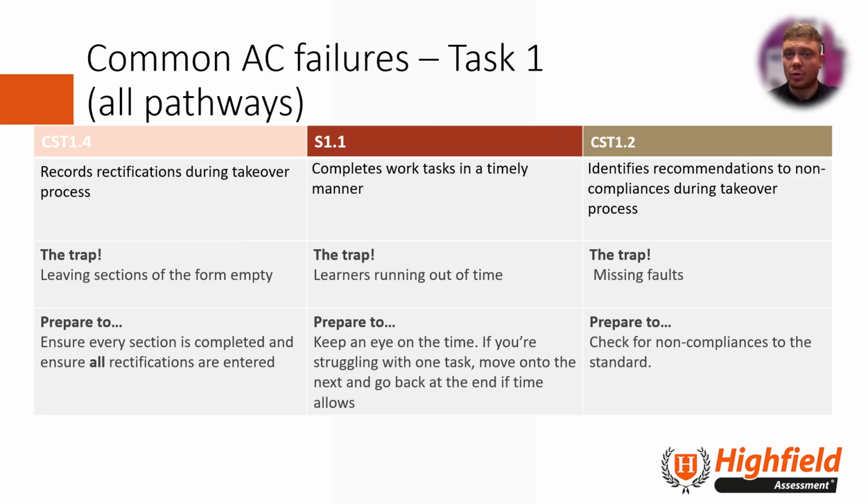Let's look at some of the criteria that learners are attempting but not scoring full marks for. We have split these into tasks to reduce duplication. Starting with task 1 across all the pathways, common areas of fail are CST 1.4, records rectifications during the takeover process. The trap with this one is leaving sections of the form empty. So in order to prepare, ensure every section is completed and ensure all rectifications are entered.